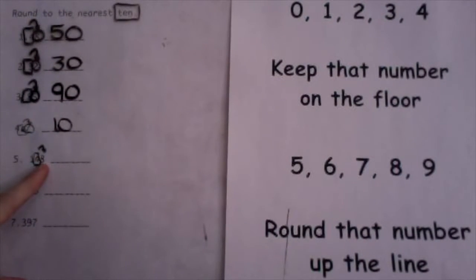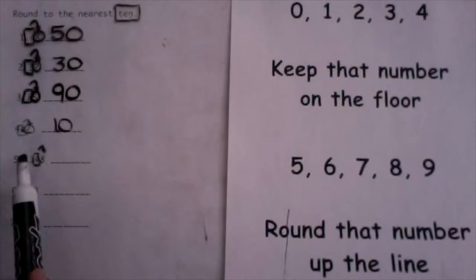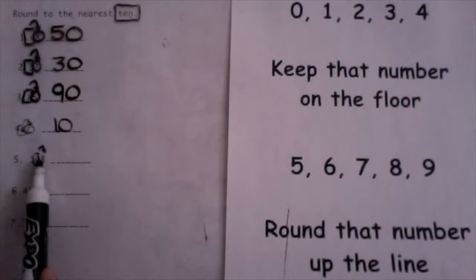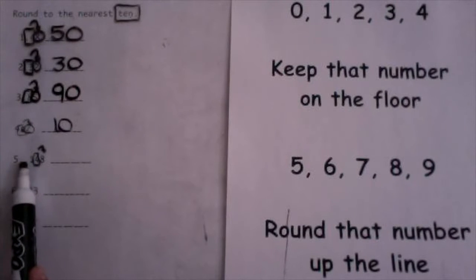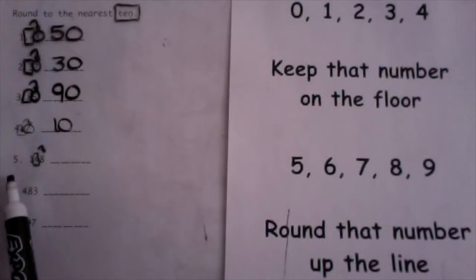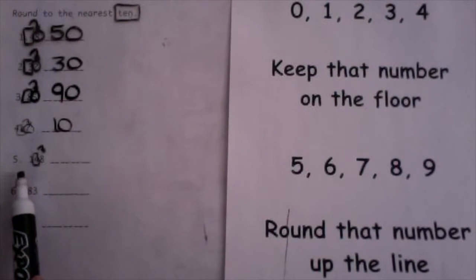So looking at the number 8, is that 0, 1, 2, 3, 4? No. 5, 6, 7, 8, 9? Yeah, round that number up the line. Now here's the tricky part. We are only going to be rounding this number, and then everything to the right is going to become a 0, and everything to the left is going to stay the same. This is where it gets tricky.